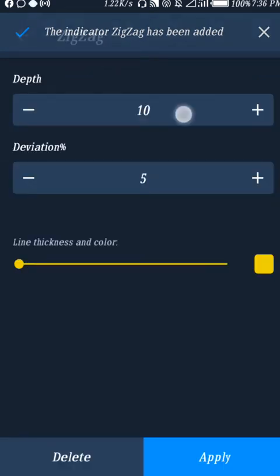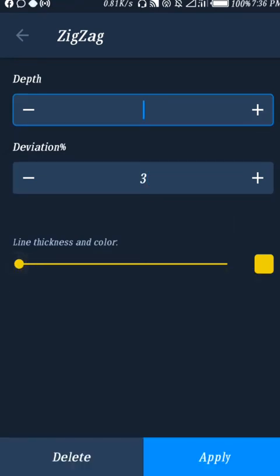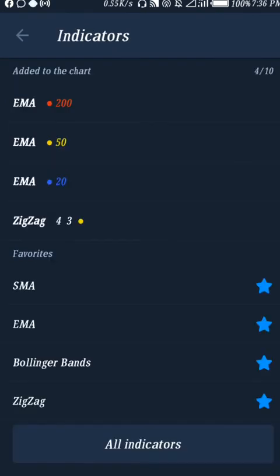Then you edit it, make it 3. Then here you make 3. No, you make this one number 4. Okay, and make sure it's tiny, smallest. Don't increase the thickness, make it the smallest. So you click on apply, and that's that for that.